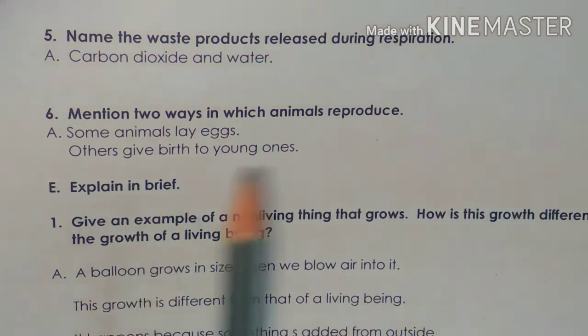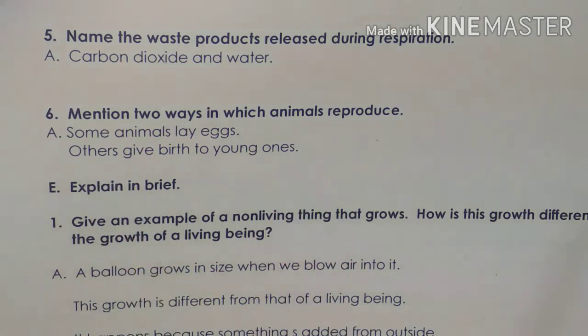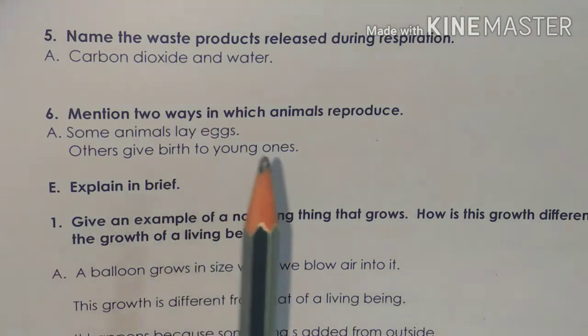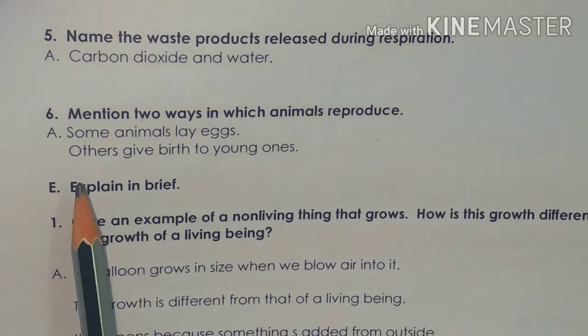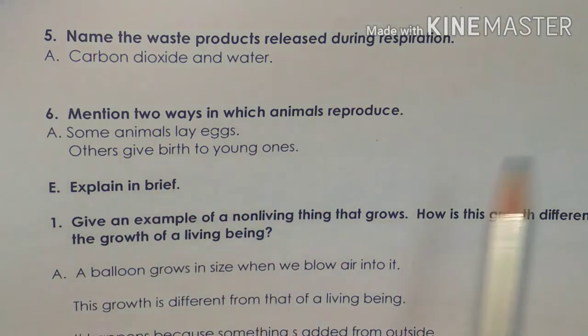We have already learned that oviparous and viviparous. So some animals lay eggs. They are termed as oviparous. Others give birth to their young ones. They are termed as viviparous.